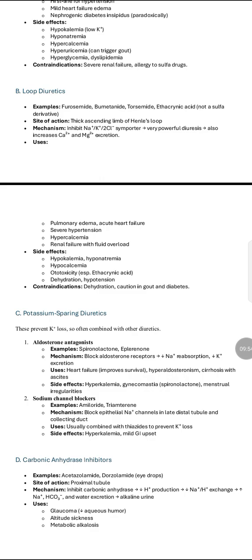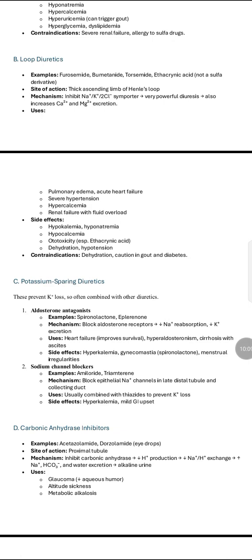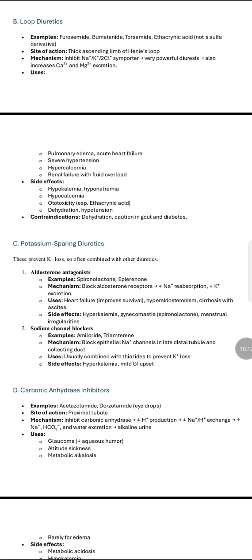Okay. Also, as they are inhibiting this particular channel, sodium-potassium-2-chloride, it's also inhibiting the reabsorption of calcium and magnesium. So this calcium and magnesium are going to be removed out of the body, going to be secreted out. Uses: pulmonary edema, heart failure, severe hypertension, hypercalcemia, renal failure with fluid overload.